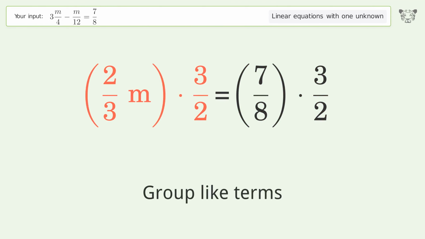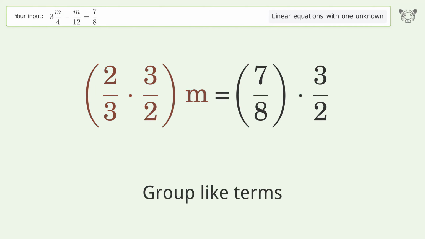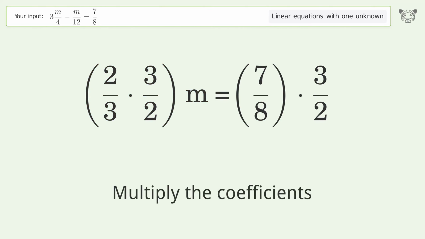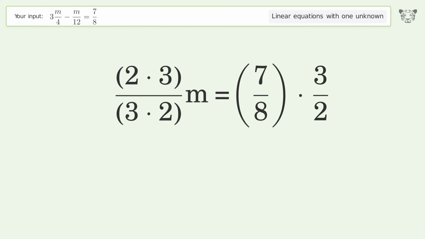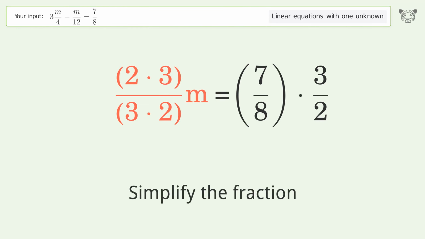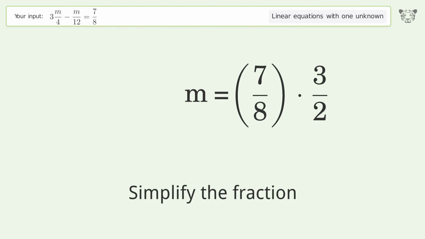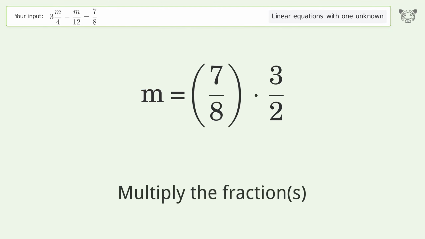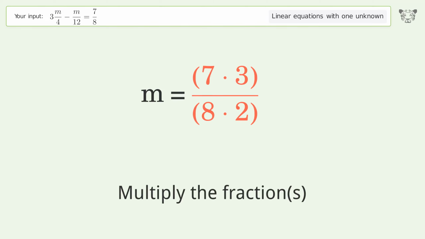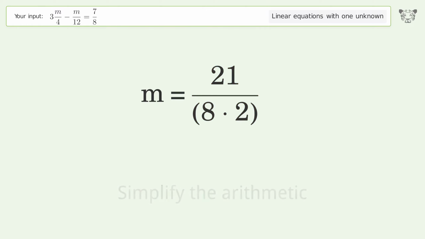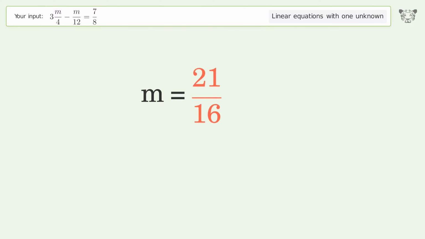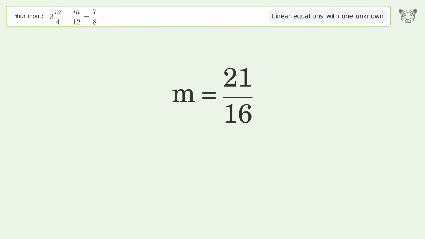Group like terms. Multiply the coefficients. Simplify the fraction. Multiply the fractions. Simplify the arithmetic. And so the final result is m equals 21/16.